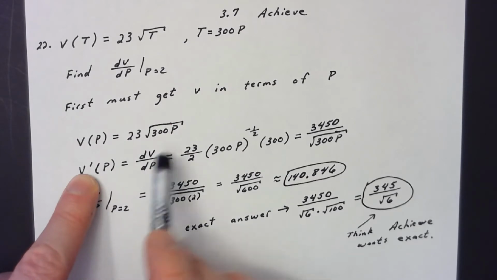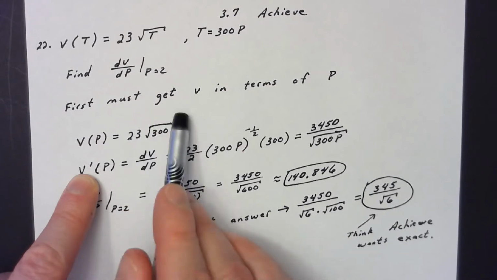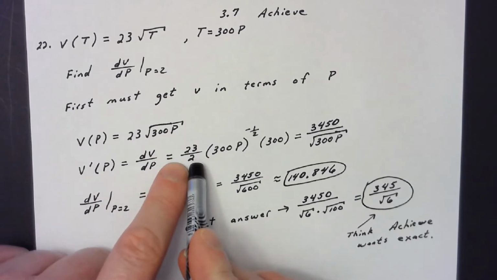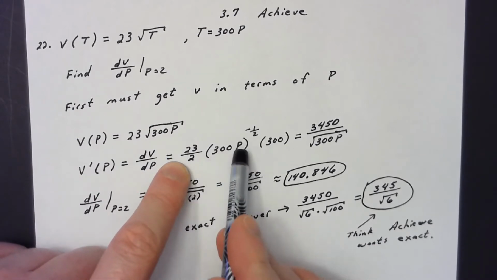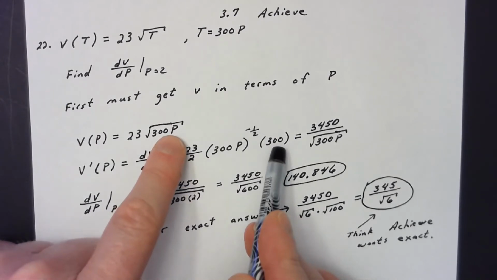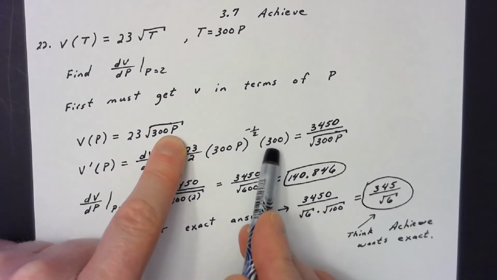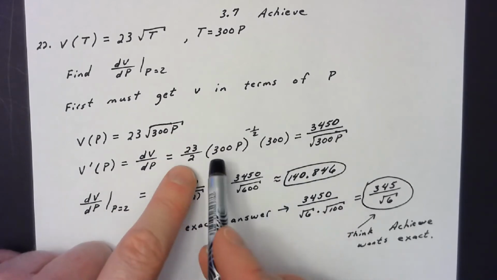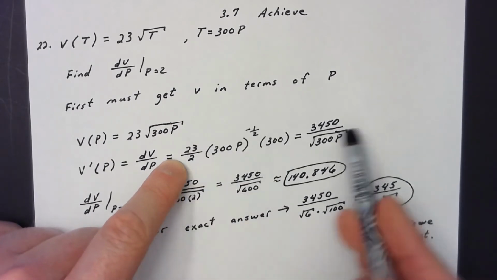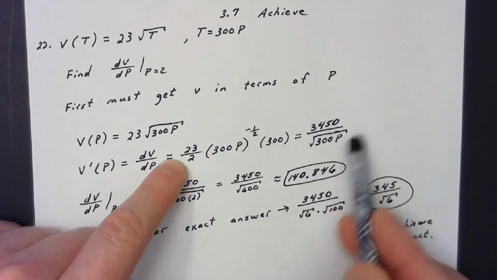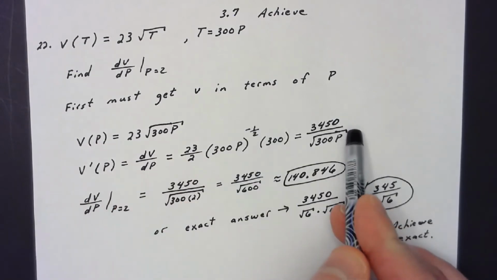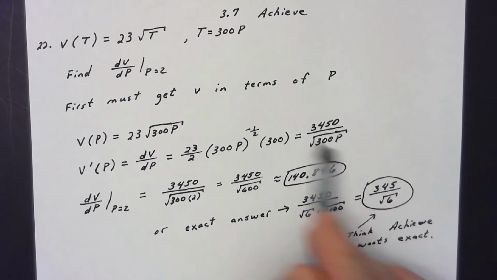And in this case, on the right hand side, I'm just thinking of this as 300p to the 1/2 power. So when I bring that 1/2 down in front, I get 23 over 2 times the group 300p to the negative 1/2 power times the derivative of the inside. And the derivative of the inside with respect to p is just 300. So then what I did from there is I said, well, 300 divided by 2 is 150. 150 times 23 is 3,450, and then I divided by the square root of 300p, since that was a negative 1/2. Now that's my final derivative answer.